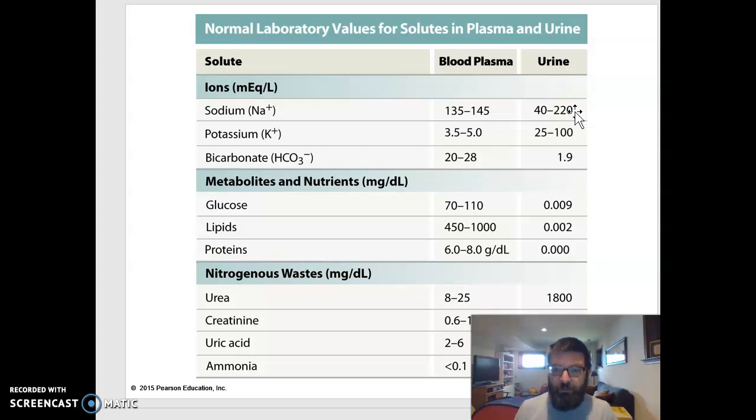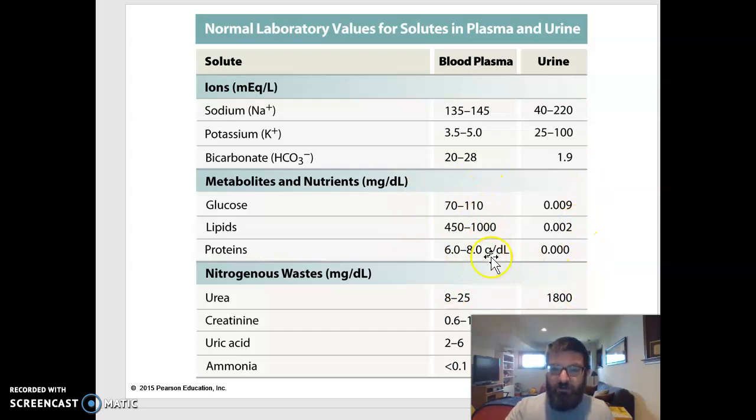When you've been on a low-salt diet for a while, you want to keep as much sodium as possible in your blood plasma, so you're going to have very little in your urine. Same with potassium, same with a lot of other nutrients that go up and down in your diet. Things that are nutrients like glucose, lipids, proteins. Note that we have a fair amount of these in our blood plasma and almost nothing in our urine.